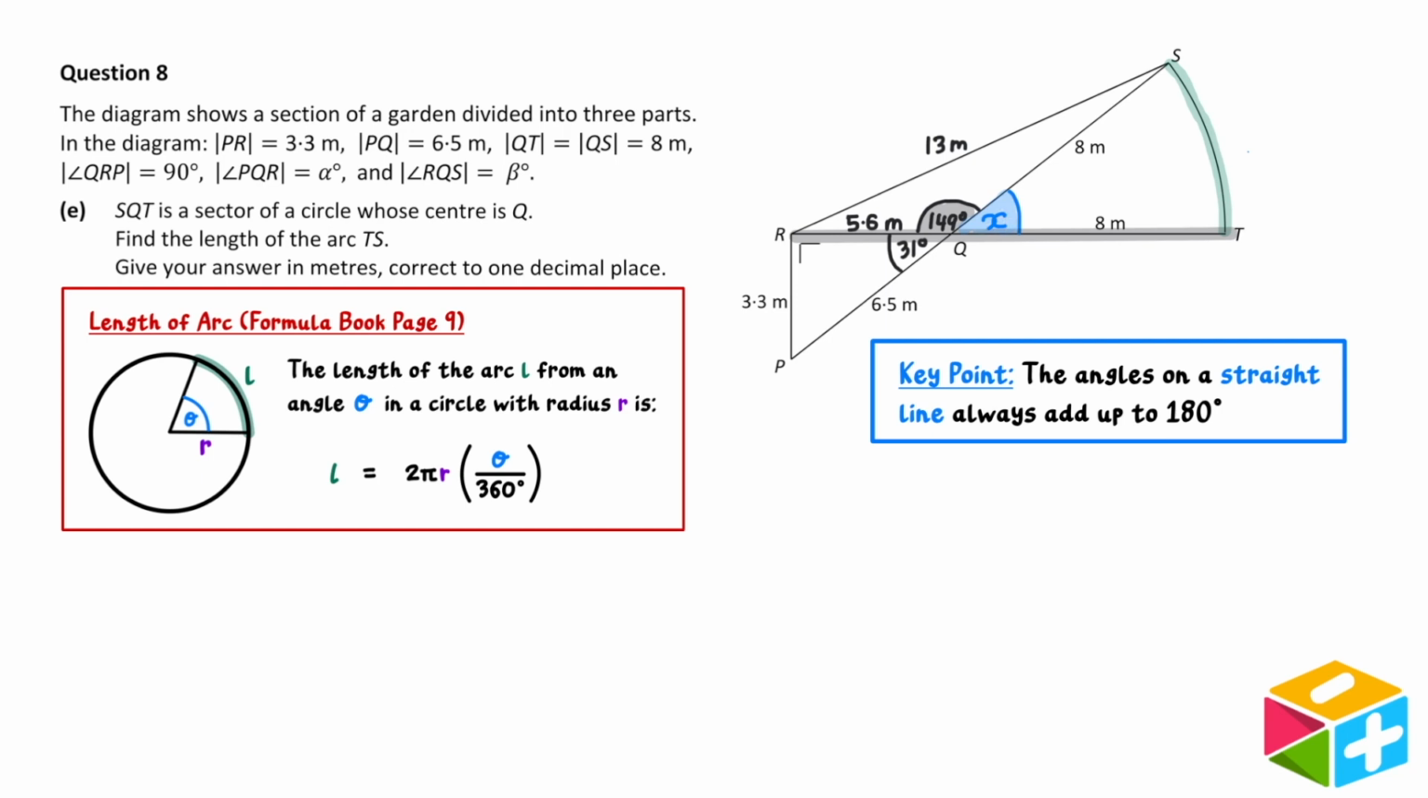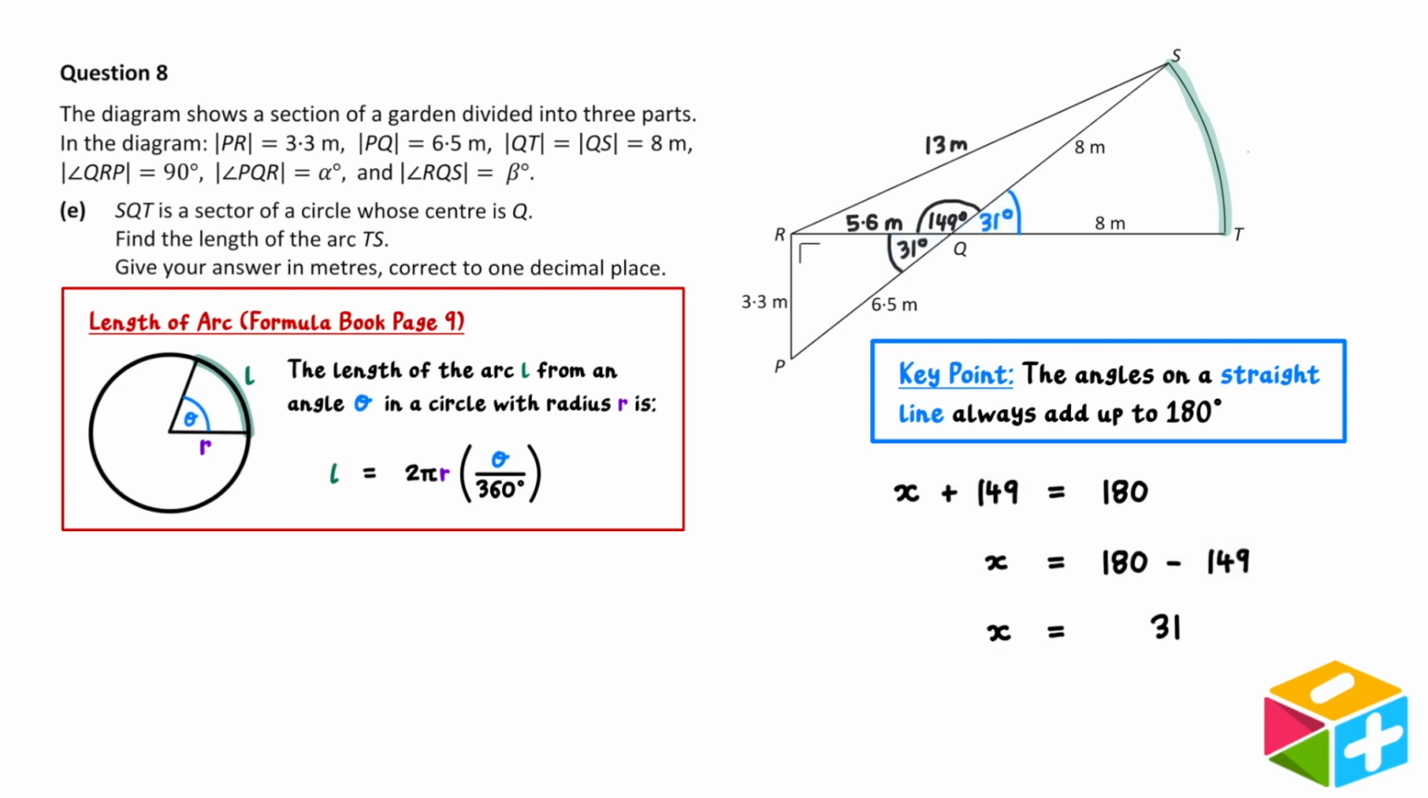Since angles on a straight line must add to 180, we have x plus 149 equal to 180. To find x, we should subtract 149 from both sides. This gives us that x is equal to 31 degrees. An alternative approach to finding this angle would be to use the fact that opposite angles are always equal.